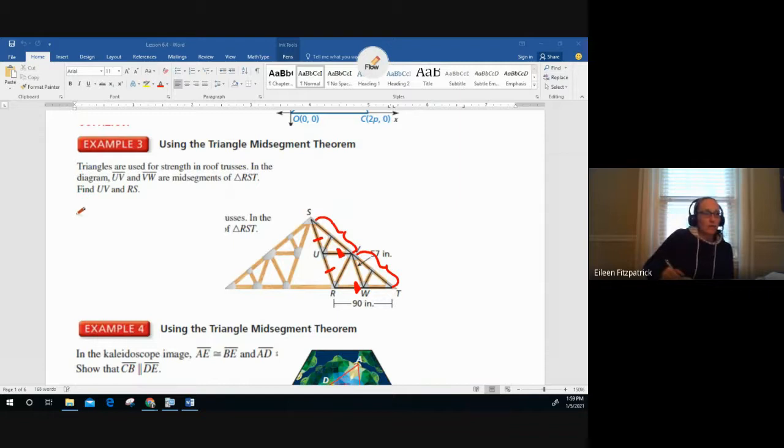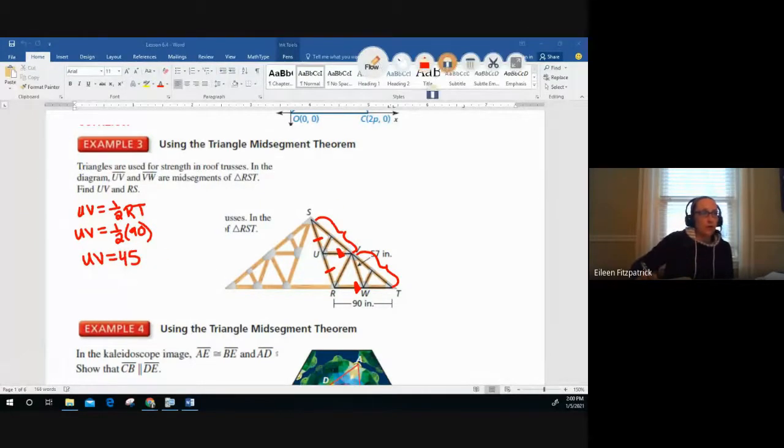So let's write those things down. We just said that UV is equal to 1/2 of RT. And RT is given as 90. So half of 90 is 45. So we just figured out that UV, this segment here, is 45 units long. Let me erase some of these markings. So this now I know is 45. And then we're not done though, because we're asked to find UV, but then we're also asked to find RS.